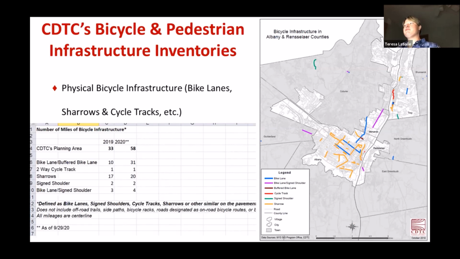So the map on the right is an inset. Although this is a regional inventory, showing it at the regional level, you don't really see the detail, but this is an inset of existing bicycle infrastructure in Albany and Rensselaer counties.